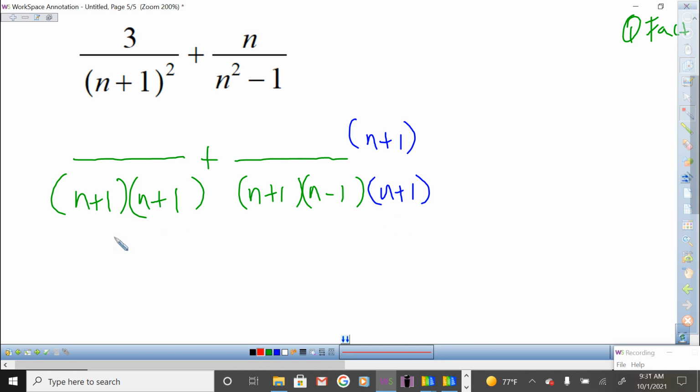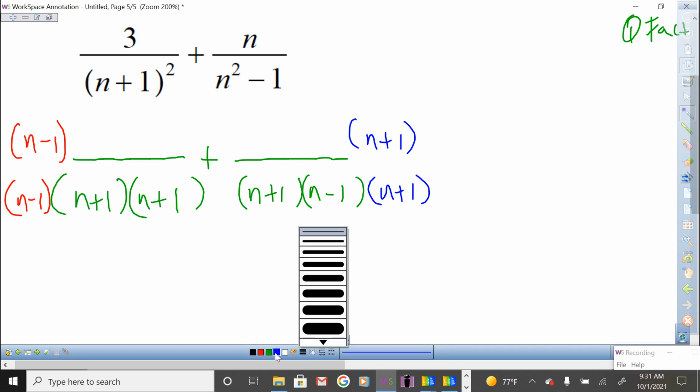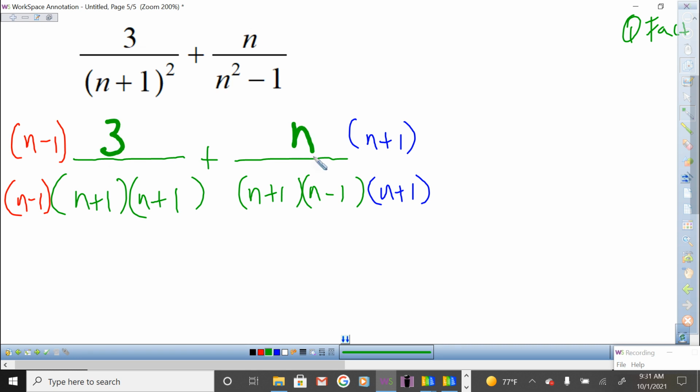Now looking at the denominators, what does this one need that this one has? N minus 1. And we do that to the numerator as well. Alright, let's bring down the original numerators. Here we go. We got 3 and we got n. So we're done with step 1. Let's go to step 2.